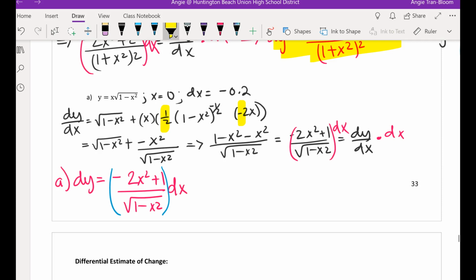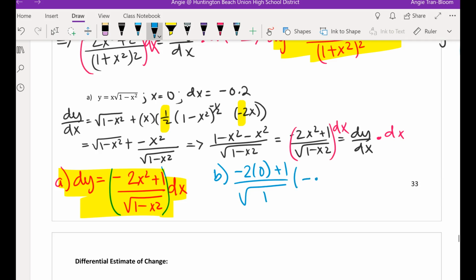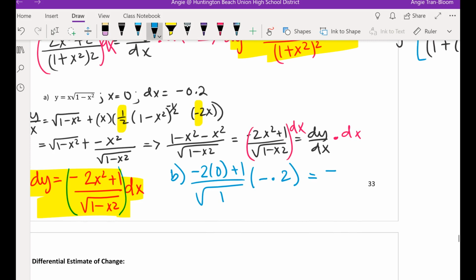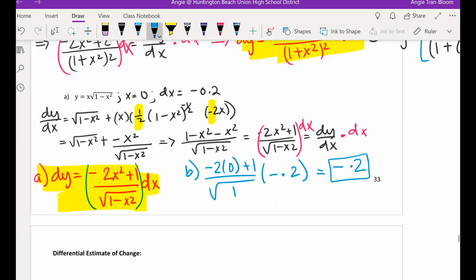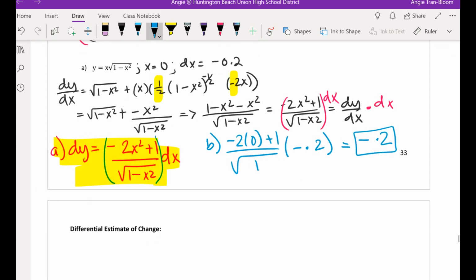We have one answer. Now we just have to plug in our values and find out what dy actually is when x is 0. So B, when x is 0, negative 2 times 0 plus 1 all over 1 minus 0 is 1, times negative 0.2. That will come out to be negative 0.2 because 1 divided by 1 is 1. So right now, the change in x is negative 0.2. At 0, the change in y is the same thing as the change in x.